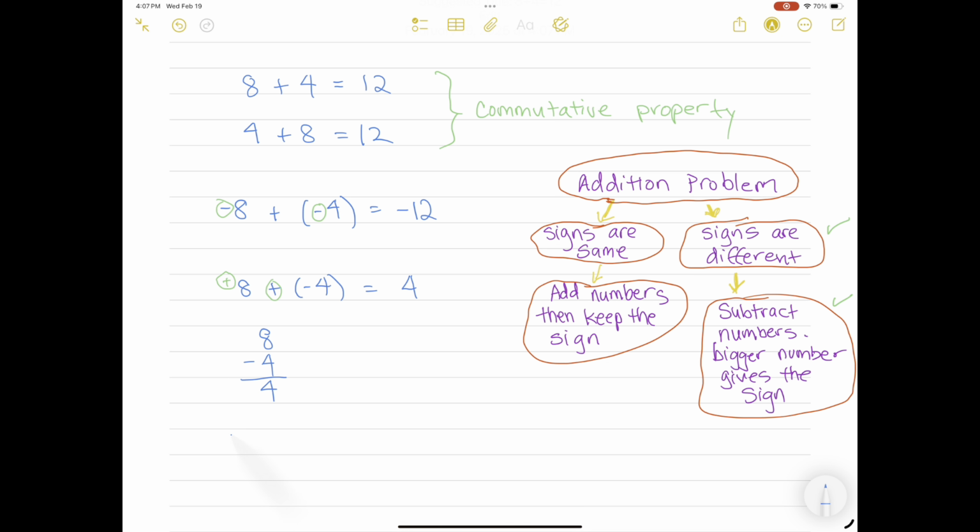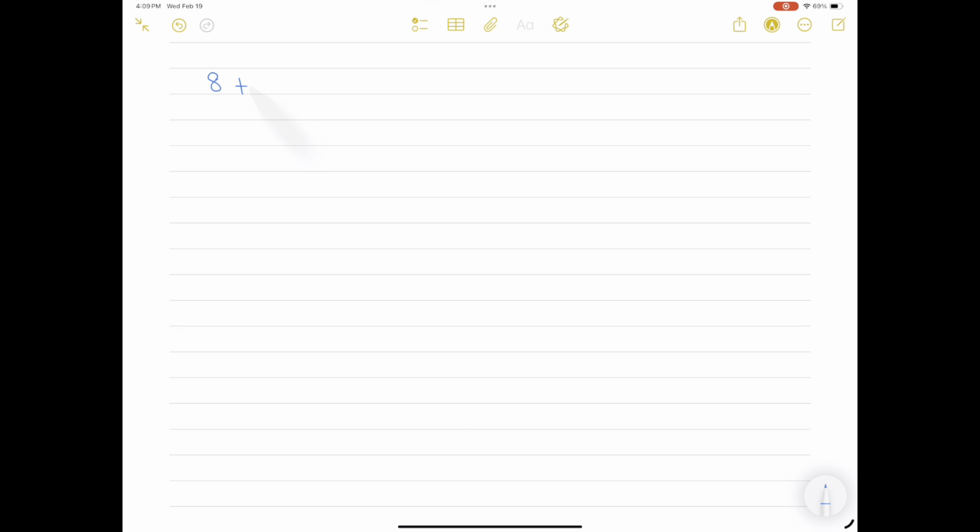With 4 plus negative 8, again, the signs are different. We take the subtraction, 8 minus 4, which is 4, and then we use the sign of the larger number, which is negative 8, so it will be a negative 4.